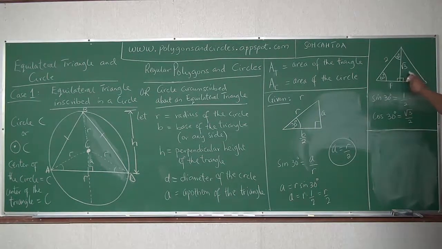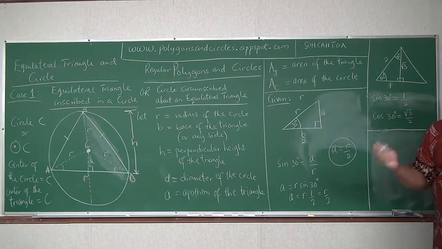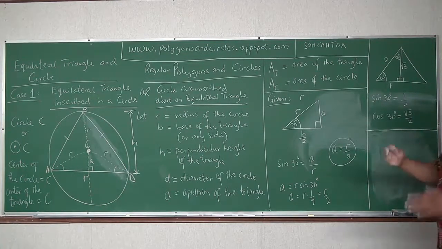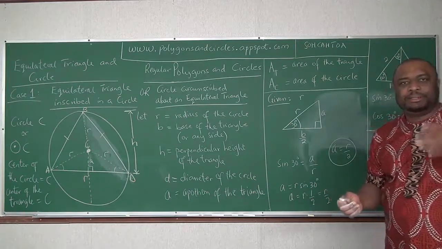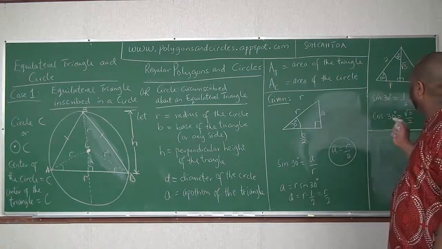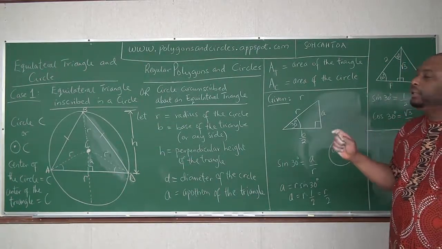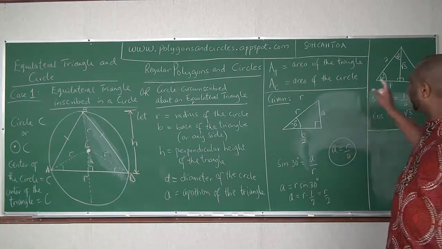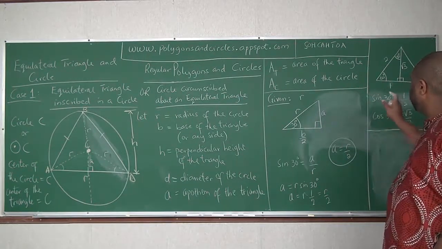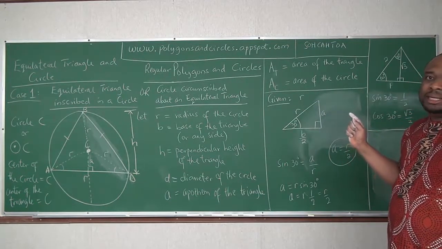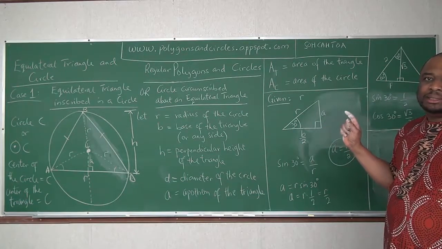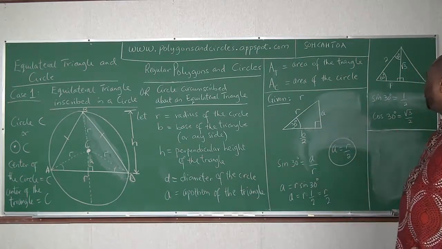Okay, our cos 30 degrees is root 3 over 2, from this special triangle, the 30, 60, 90 degree triangle. Or you can also say, as we mentioned earlier in the previous video, that in a 30, 60, 90 triangle, the hypotenuse is 2 times the short leg, and the middle leg is root 3 times the short leg.